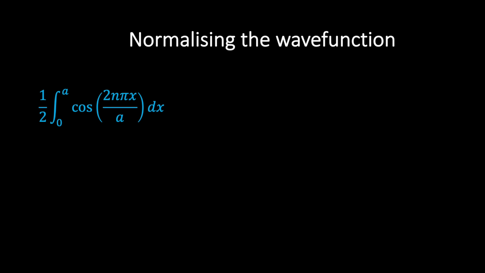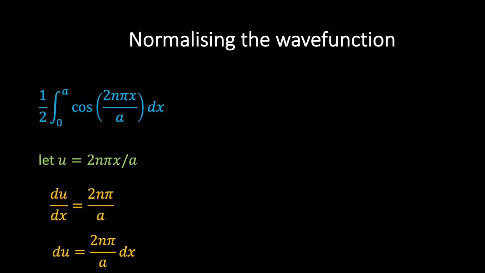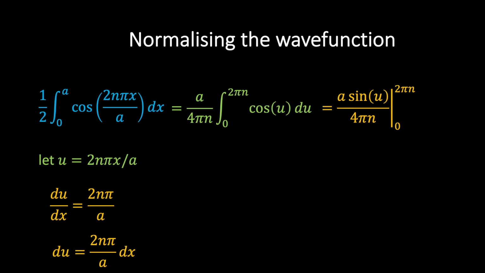For this slightly trickier term, we let u equal 2nπx over a, in which case du/dx equals 2nπ over a. And so we can write du equals 2nπ over a times dx. It then follows that we can rewrite our integral in the following form in terms of u. And if we evaluate this, we find the following yellow expression.